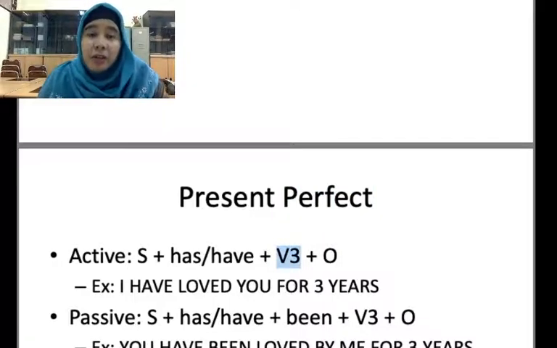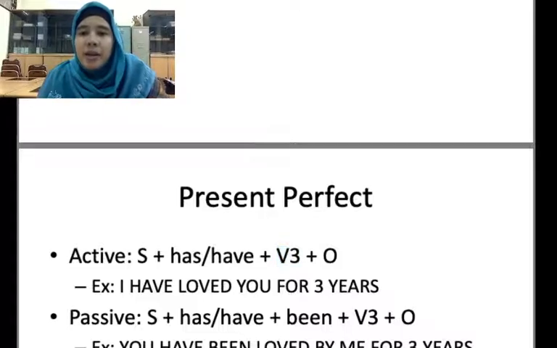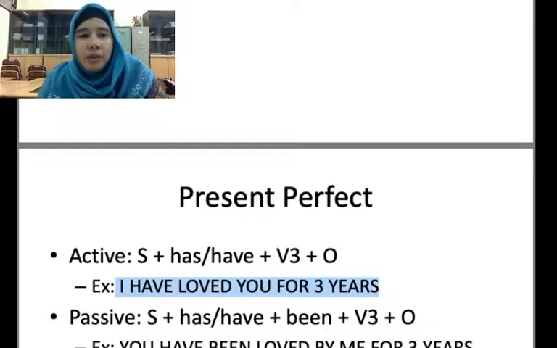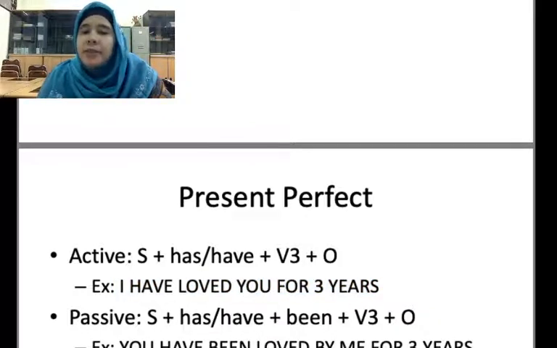Okay, you need to differentiate between perfect passive and perfect active. Kalau di active present harus ada has sama have. Kemudian you can go through to the verb 3. Okay, for example this one. I have loved you for 3 years. Kalau pakai she, jadi she has loved you for 3 years. They have loved you for 3 years. And then I as the subject, have as the auxiliary, loved is the verb 3, you is the object, and then for 3 years is the adverb of time.